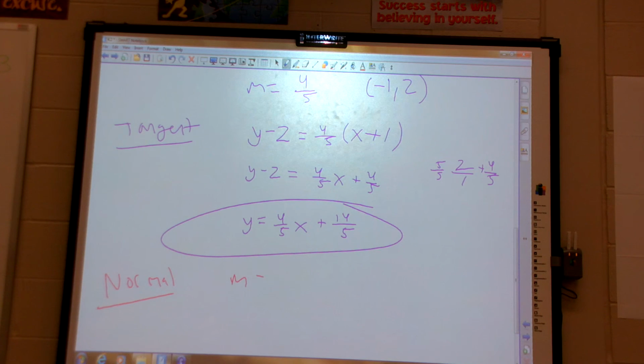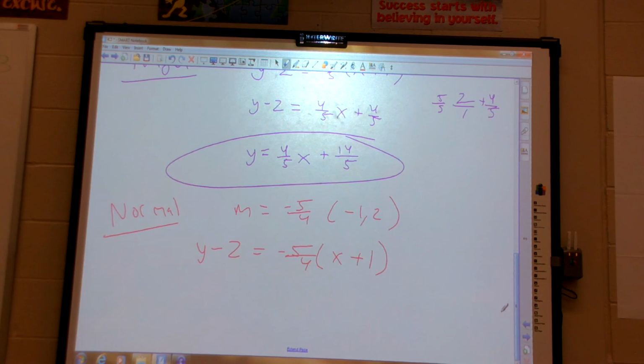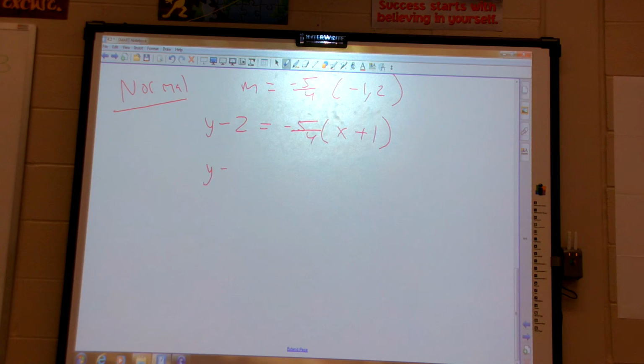Now nothing's different, normal line. My slope would be -5/4, still at the same point. So I have y minus 2 equals -5/4, x minus -1. Distribute. Okay, add 2, so I have -5/4, where a lot of people actually mess up, they forget to include their negative. 4 over 4. So I get -5/4 x plus 3/4. Yep. There we go.